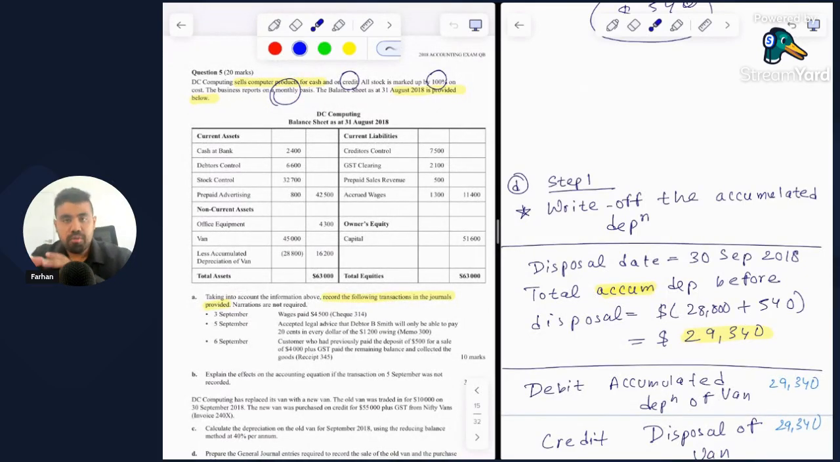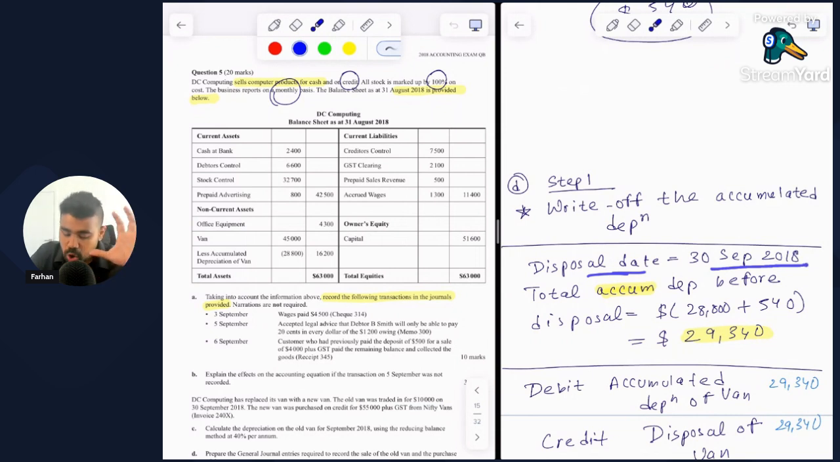Now, what I recommend is every time you've got disposal of any non-current asset, I recommend you to follow all the steps that I'm giving you at the moment. So that way you do not miss out on any important information. So the first step I would recommend is to write off the accumulated depreciation of the asset that you have disposed. Write off here simply means remove the accumulated depreciation of the asset that you have disposed, remove it from your books. Right. Now we understand, based on the information given on the question, that the old van was traded in for 10 grand on 30 September 2018. On that basis, we can say that the disposal date is 30 September 2018.